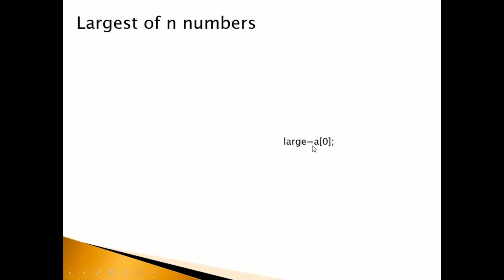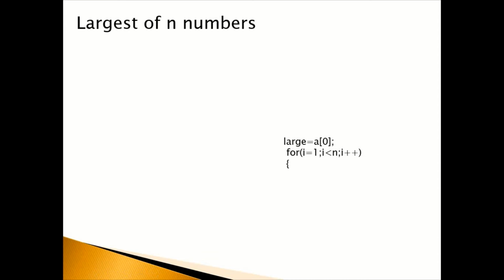First, let us assume that the first number entered by the user is large, and this large value is compared with the other numbers in the array. For that, the for loop is used. I is initialized to 1, that is, the large is compared first with the second number, then with the third number, fourth, and so on. So I is initialized to 1 here, I less than n, I plus plus.